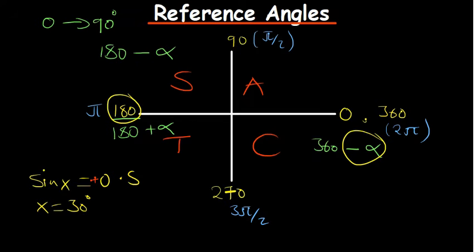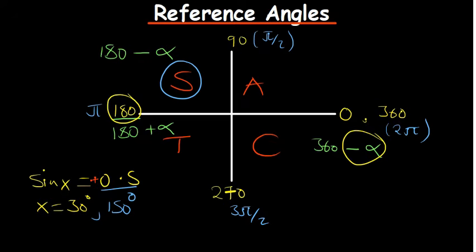If we are trying to find the other possible solution where we expect to have a positive 0.5, we know that sine is expected to be positive in the second quadrant. Therefore, we need to subtract from 180. So 180 minus 30 gives us 150. That's the use of the reference angle in one case.